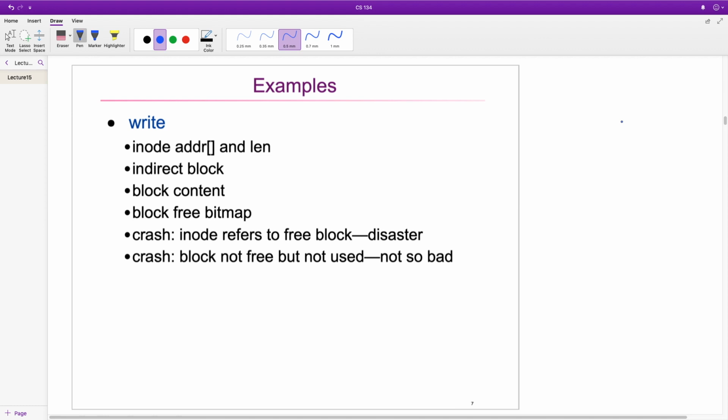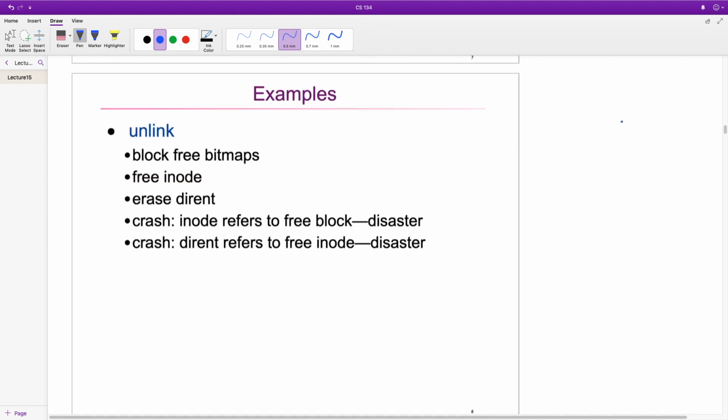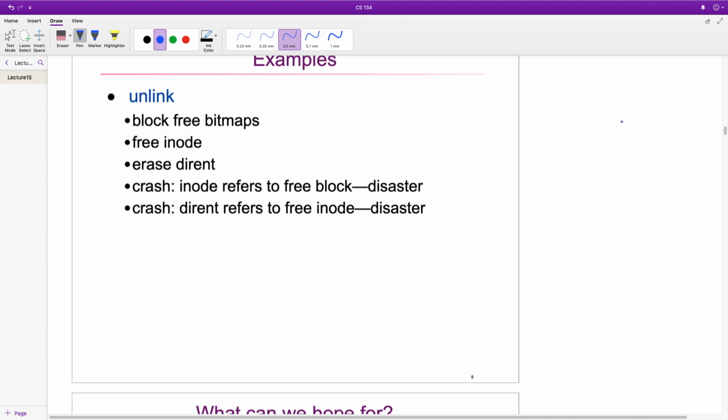Okay. You're having to write the content of your block or blocks, and the block-free bitmap. And so again, your inode could refer to a free block. Very, very bad. Again, your file's content changes out from under you. Or a block is not free but not used; we just leaked the block. Not so bad. Unlink. Again, the key in all these is we're writing multiple blocks as part of a single transaction, or in this case, a system call.